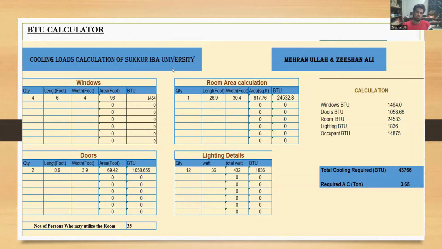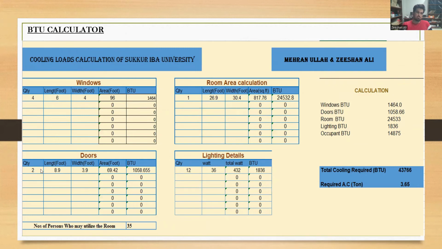Now, this is where our main work starts. We did the manual calculation according to HRI standard. We used certain formulas, and we created an Excel calculator, as shown in this figure. Cooling load calculation of Sukkur University. This window shows Windows BTU. We got Windows BTU from this window here. Windows BTU shows 161464. The windows quantity is 4, length and width, area, and we got BTU here.